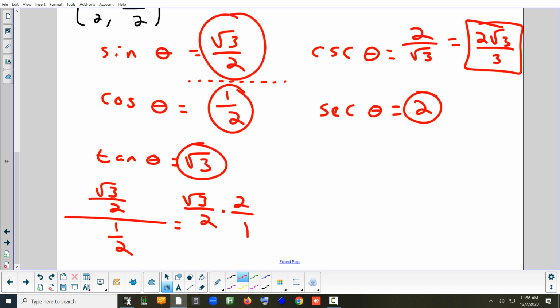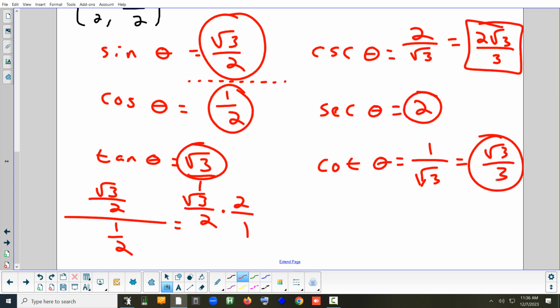And the last one, what's the name of the function when you flip tangent? Cotangent. Now, we don't have a fraction to flip. Make it a fraction. Okay, so your first step, what do you get when you flip the tangent? You get 1 over the square root of 3. And when you fix it, what's your final answer going to be? Jacob? Square root of 3 over 3.